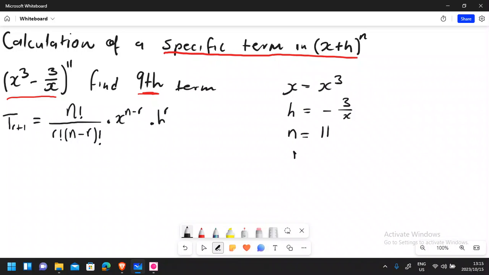Last but not least, r is the previous term relative to the term that we're looking for. So the term that we're looking for here is the ninth term. So the previous term relative to 9 is 8.